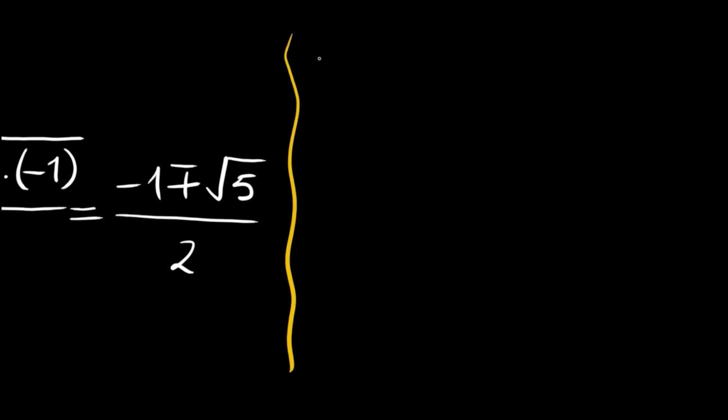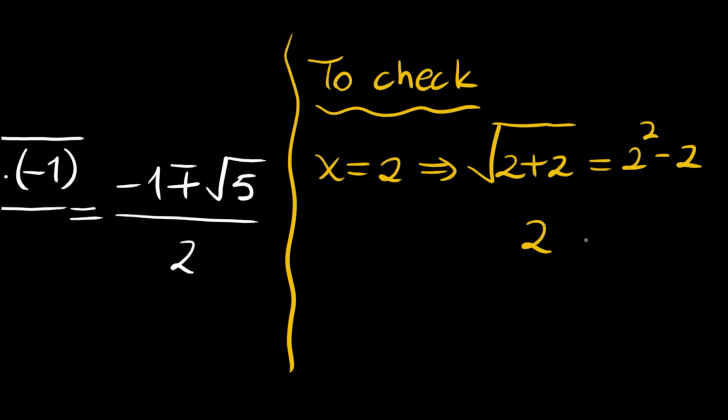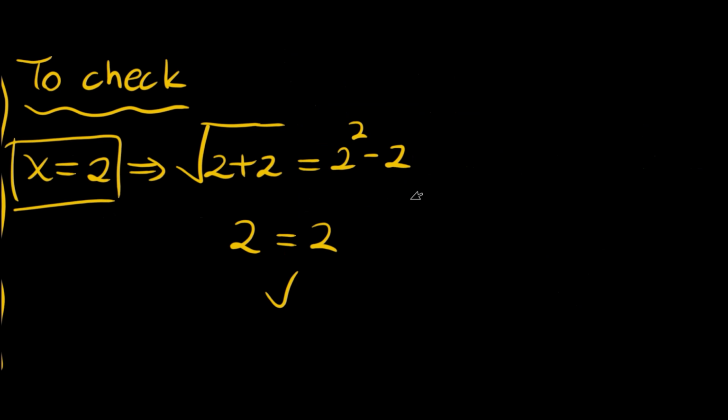Now if you check, to check whether 2 satisfies: for x is equal to 2, we have the square root of 2 plus 2 is equal to 2 squared minus 2. This is square root of 4, which is 2, and 2 squared is 4, minus 2 is also 2. So this satisfies our equation. It's easy to check this.